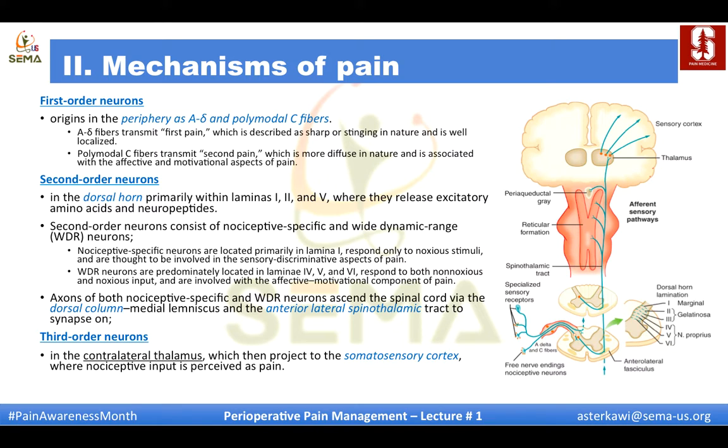Axons of both nociceptive specific and wide dynamic range neurons ascend the spinal cord via the dorsal column, medial lemniscus, and the anterior lateral spinothalamic tract to synapse on the third order neuron, which is in the contralateral thalamus, which then projects to the somatosensory cortex in the brain, where nociceptive input is perceived as pain.